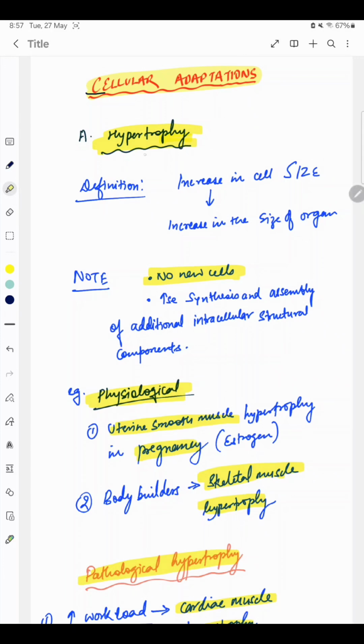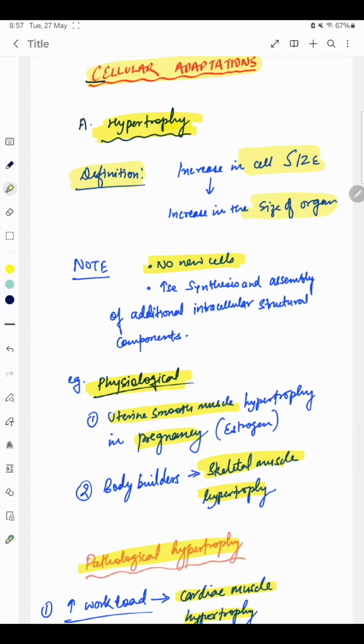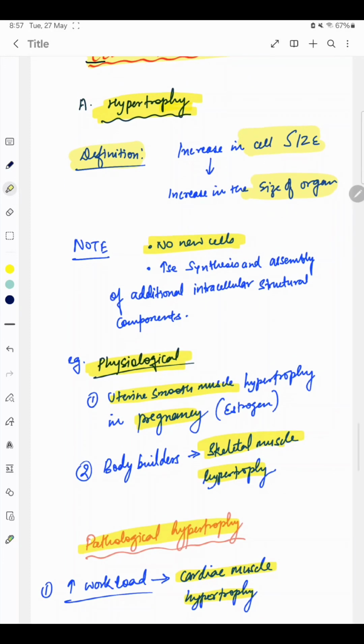The first is hypertrophy. What is the definition of hypertrophy? Increase in cell size, not in cell number. Increase in cell size or increase in the size of the organ is known as hypertrophy. There is no new cell formation. There is increased synthesis and assembly of intracellular structural components.